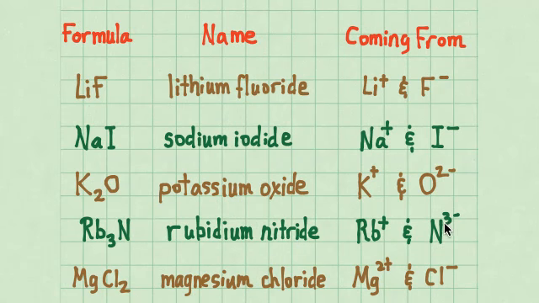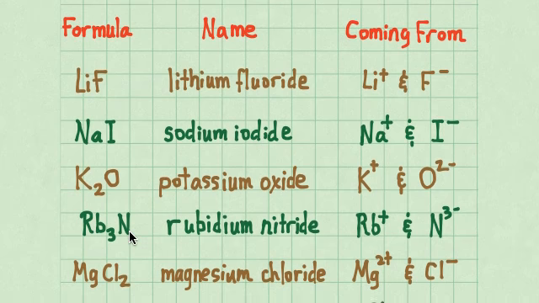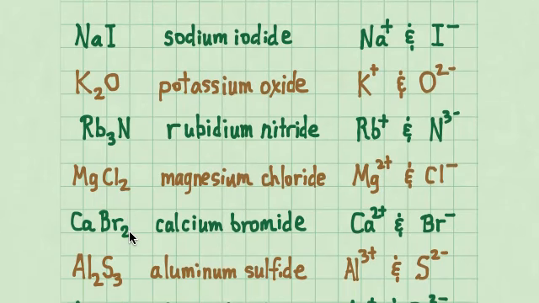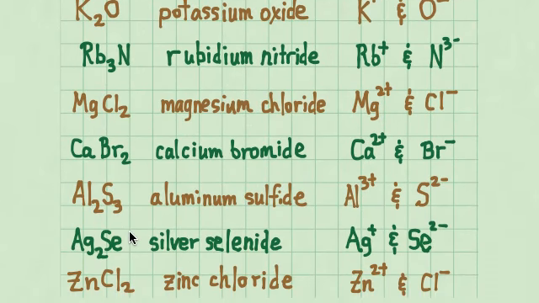And nitrogen's in the 3- family. Because I have 3 minuses, I took 3 pluses. This is 3 rubidiums, 3 single pluses to balance the 3 negative of that single nitride. Magnesium chloride, calcium bromide. You see, it's quite easy, isn't it? Naming, it's just aluminum sulfide.